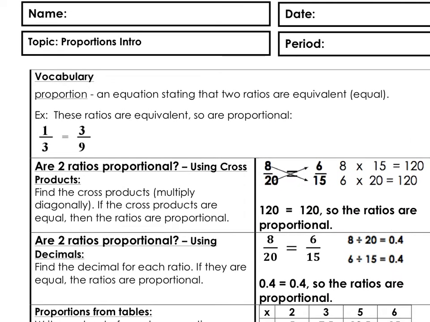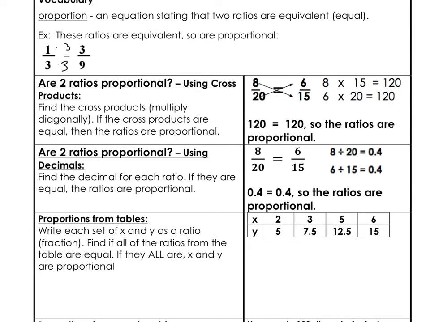We're going to go over proportions now. And in case you didn't know from last year, a proportion is an equation saying that two ratios are equivalent or equal to each other. These ratios are equivalent, so they are proportional. So if you take a look at these, 1/3 equals 3/9. How do I know? Because times 3, times 3. We're actually going to go over another way that's even easier than that to figure out if two ratios are proportional, okay? It's basically two fractions that are equal to each other.